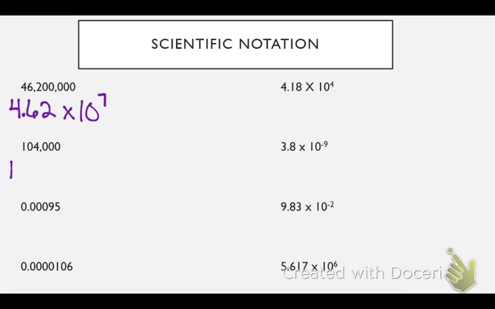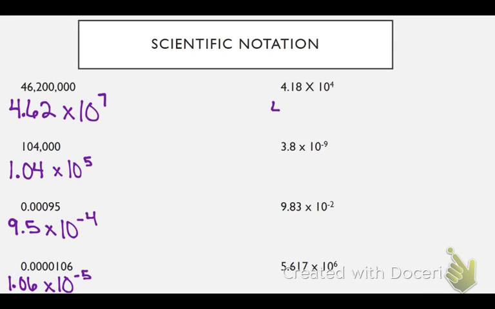What about the second one? 1.04 times 10 to the 5th power. Again, how many from old over here to the new place? All right, now what about the third one? I put 5. Times 10 to the what? Negative 4. Did you make it negative? Okay, I graded quite a few yesterday that forgot to make it negative. 1.06 times 10 to the negative 5th power.